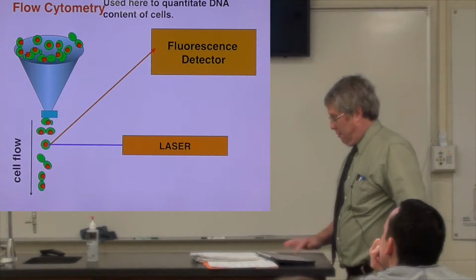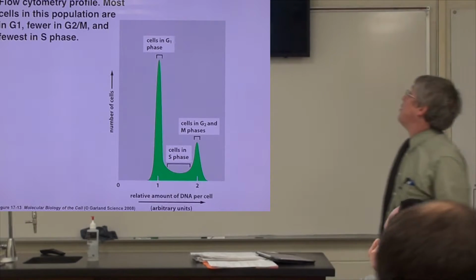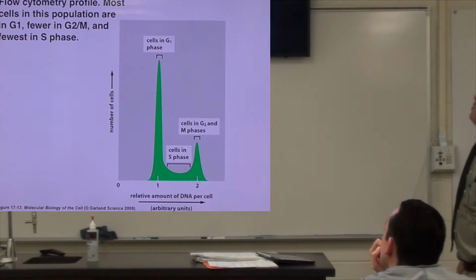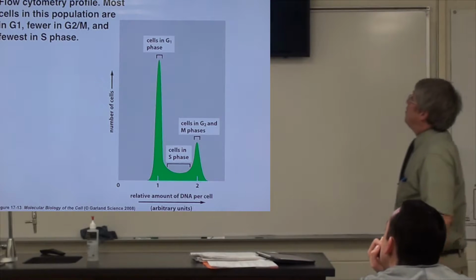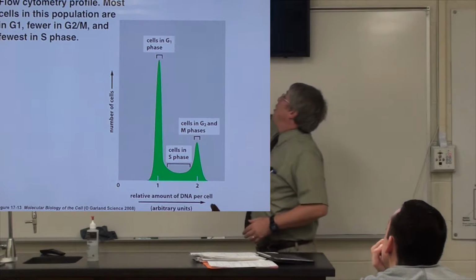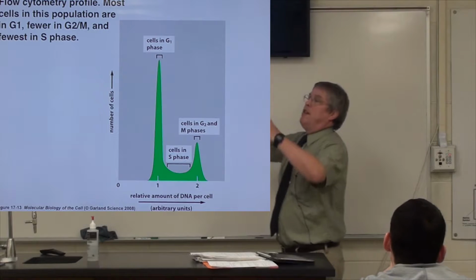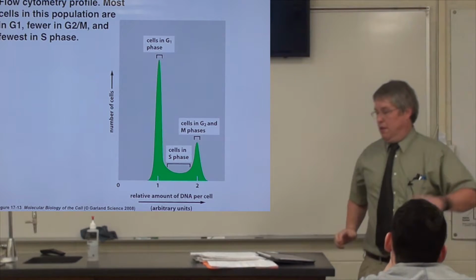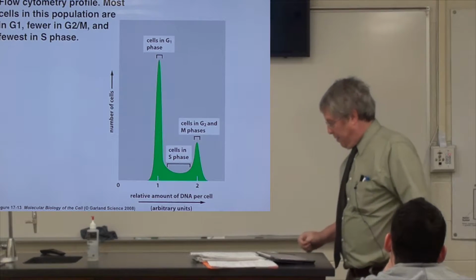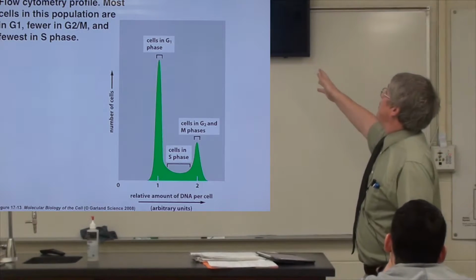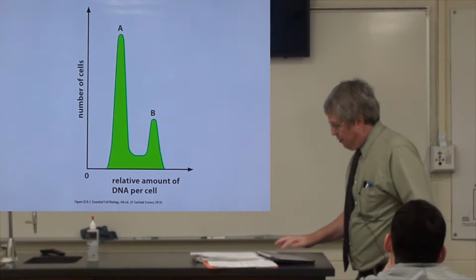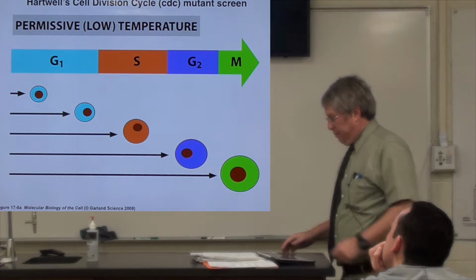So after you count, say 10,000 cells, you get a graph like this that shows you how many cells have how much DNA. The cells with the lesser amount of DNA are in G1. They haven't replicated DNA yet. Cells with the more are in G2, and the cells in between are somewhere in S phase. They've copied some of it, but not all of it, so they've got some medium amount of DNA. So you can see graphs like this, and we're going to come back to these later.